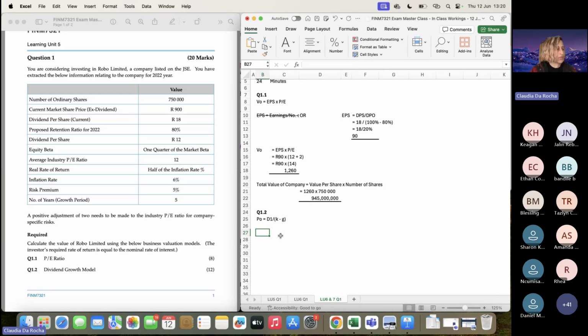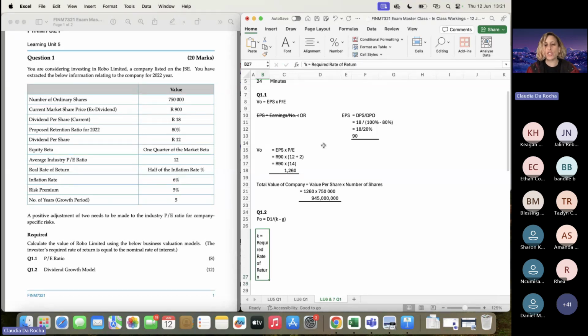Okay, the first thing is, do we have all the parts? So our D1, we know that it's the expected dividend. What we mean by the expected dividend is the current dividend plus growth. Do we have growth? No. So we've got to calculate it. Do we have k? No. So we have to calculate it. How do we calculate k? The required rate of return.